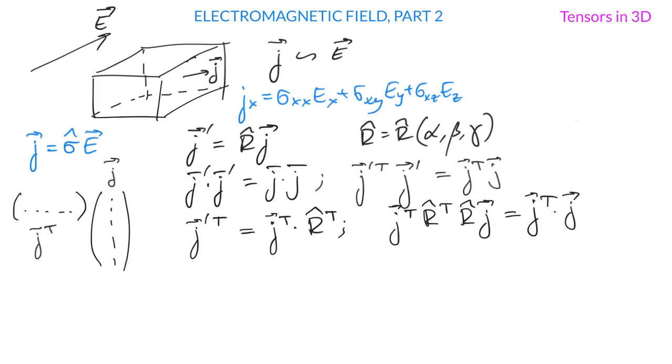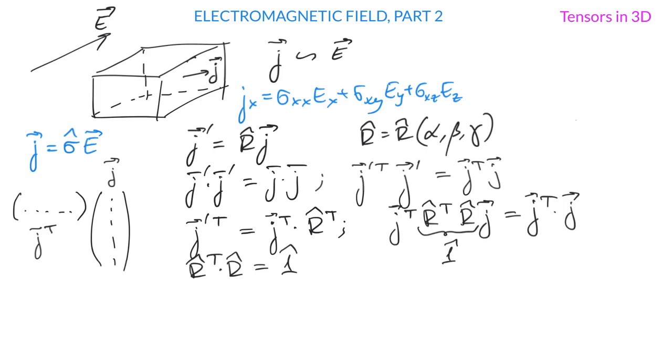Now this has to hold for all vectors j, for an arbitrary vector j. That means that this matrix product here must be equal to the unit matrix. So R transpose times R is a unit matrix. This is the defining property of a rotation matrix. Now, how should a tensor transform under rotations?